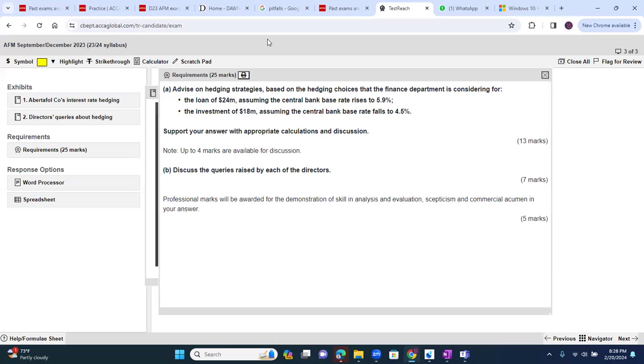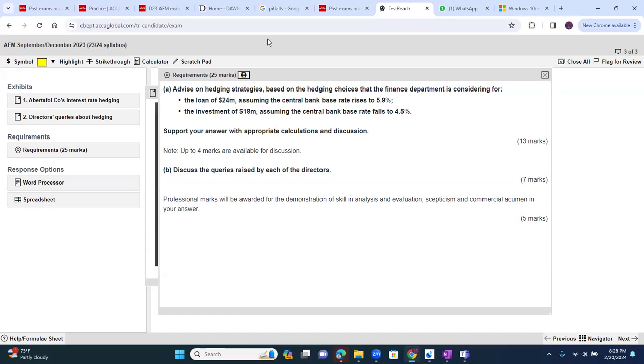But let's do it. Advice on hedging strategies based on the hedging choices that the finance department is considering. The loan of $24 million, assuming the central bank base rate rises to 5.9%. So that is one part. Investment of $18 million, assuming the central bank base rate falls to 4.5%. Score your answer with the appropriate calculation and discussion.